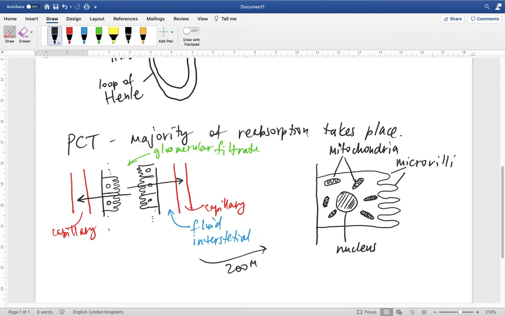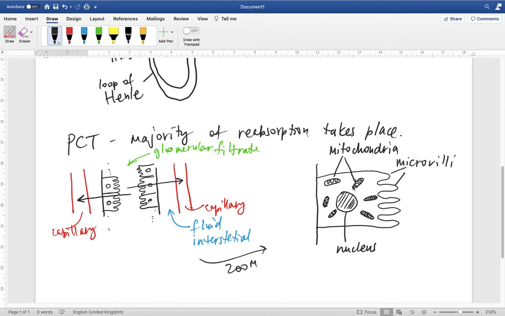And why do you think these cells in the PCT have a ton of mitochondria? What do you think these are doing? Again, I'd like you to pause the video and have a good think about that, and maybe write down your suggestions for the presence of microvilli and mitochondria in these cells, and then restart the video again.